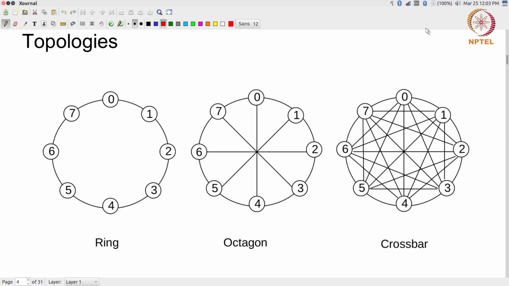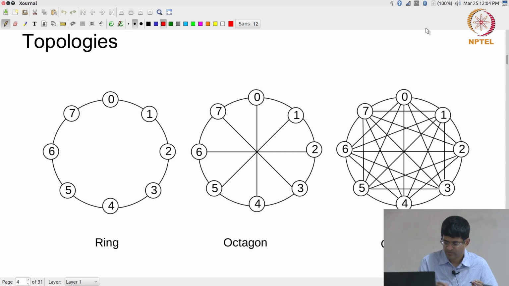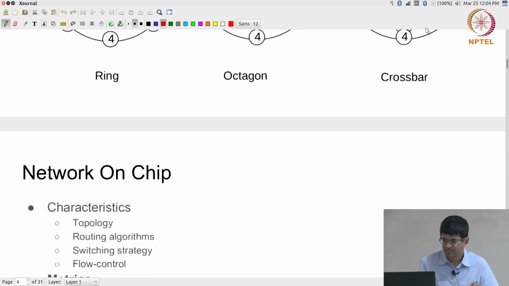And a crossbar is sort of the best case where every node is directly connected to every other node, which means that the latency required for communicating data from one node to another is minimum, but on the other hand, the sheer number of links that you now need to lay out in hardware on silicon will probably make this impractical except for very specific small cases. Okay. So, this much we saw last time.